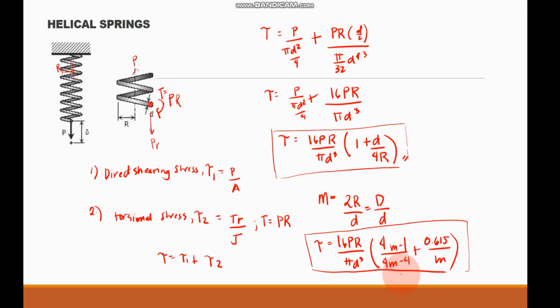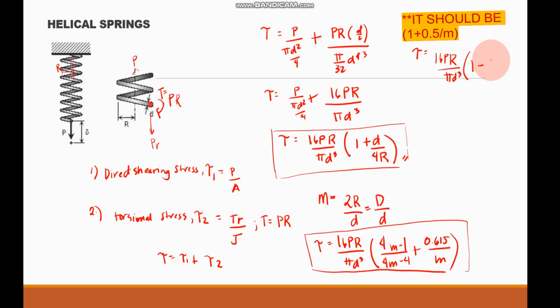So for light springs where the ratio m is large, the first term in the parentheses, (4m minus 1) all over (4m minus 4), or this wall factor, so ito yung tinatawag na wall factor, is approaching unity or is approaching 1. So we can rewrite the formula as this one. So this is applicable for light spring. So magiging 16PR all over pi d cubed. So the wall factor is approaching 1 or approaching unity.